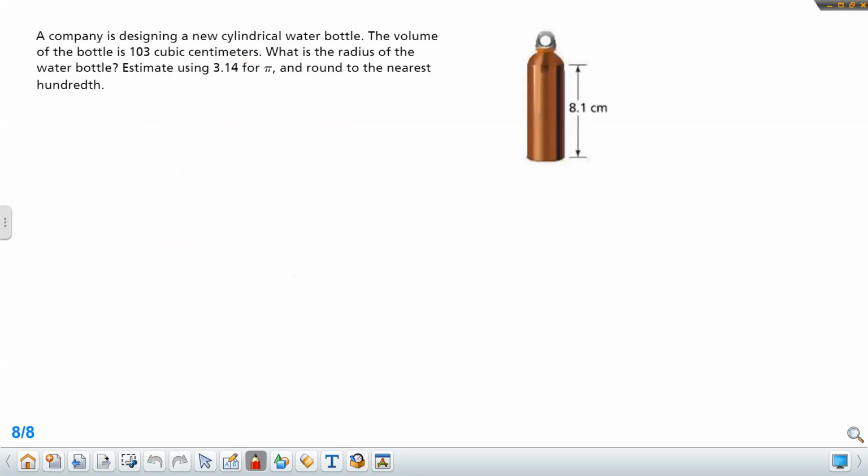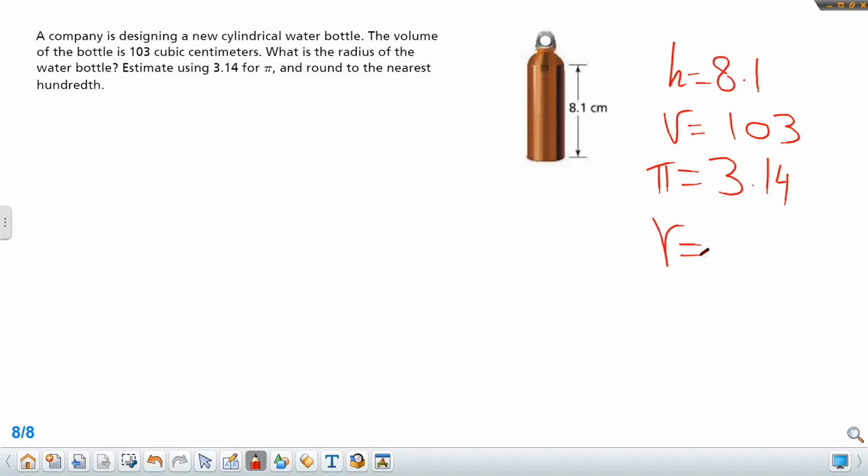Okay, last question for you. A company is designing a new cylindrical water bottle like this figure. The volume of the bottle is 103. What's the radius of the water bottle? Estimate using 3.14 for pi and round to the nearest hundredth. Okay, first, put your information. Height equals 8.1. Number two, volume equals 103. Pi equals 3.14. What's the required?